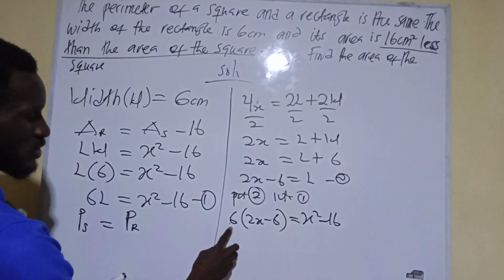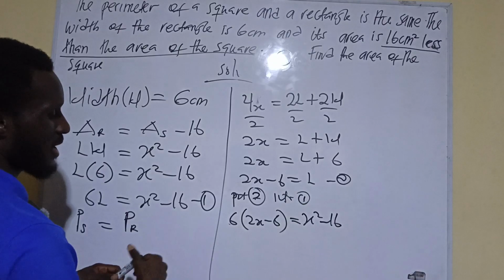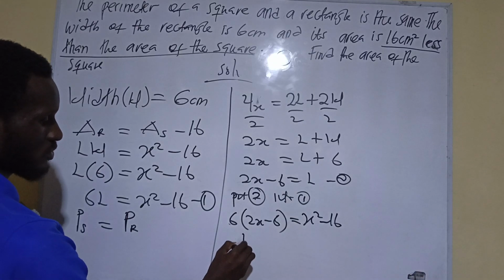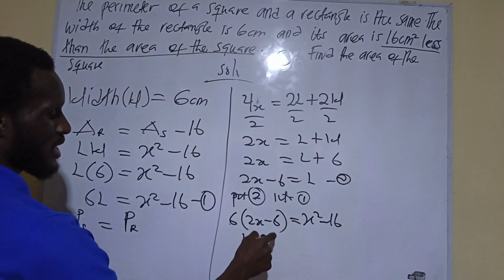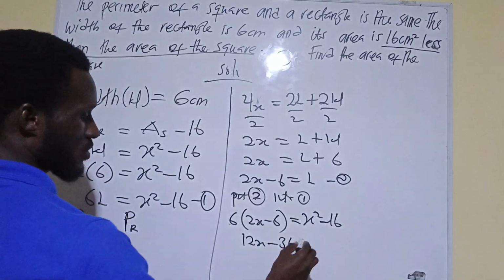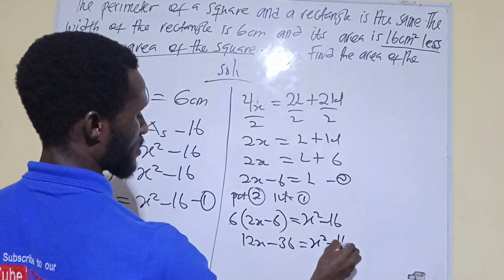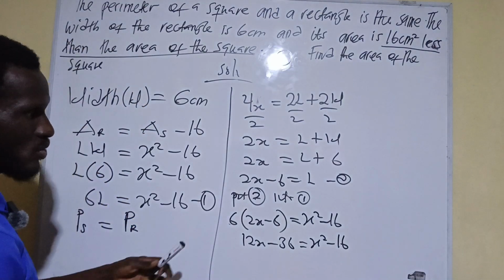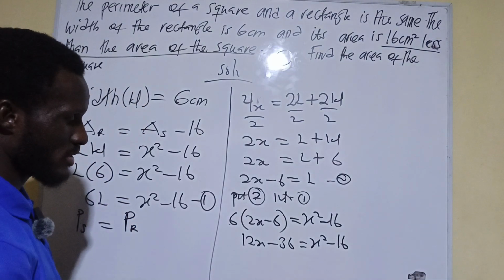Now at this particular point we can multiply. This one by this one will give you 12x. This one by this one will give you what? 36. So we have S squared minus 16. Now looking at what is here, we are getting a quadratic equation.